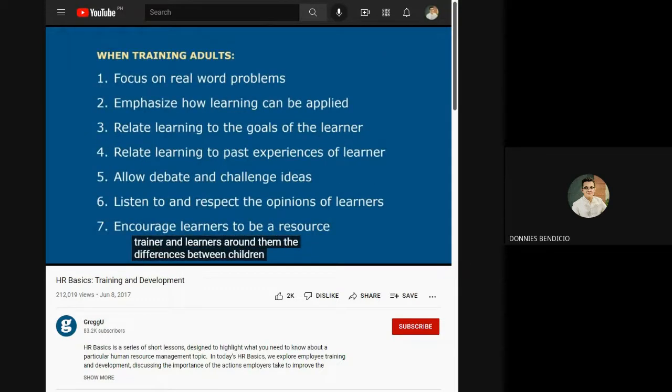The differences between children and adults as learners point to the need to follow specific principles when training adults. There's 7. First, focus on real-world problems. Second, emphasize how learning can be applied. Third, relate learning to the goals of the learner. Fourth, relate the learning to past experiences of the learner. Fifth, allow debate and challenge of ideas. Sixth, listen to and respect the opinions of learners. And seventh, and finally, encourage learners to be a resource to you, the instructor, and to one another.